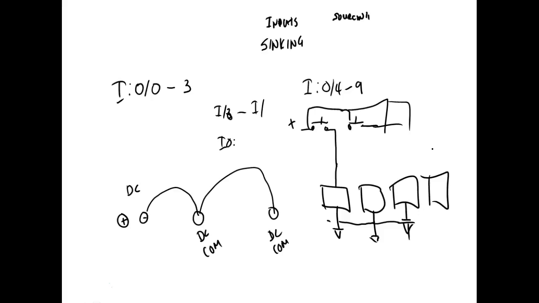So on a modular PLC, you specify what? You buy the modules to either be what? Syncing or sourcing. You understand that? Now what about AC? AC has no polarity. You establish a common and neutral.